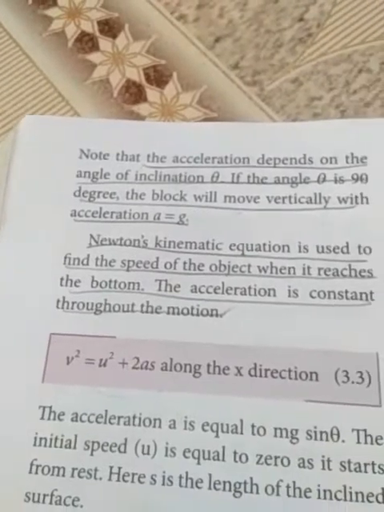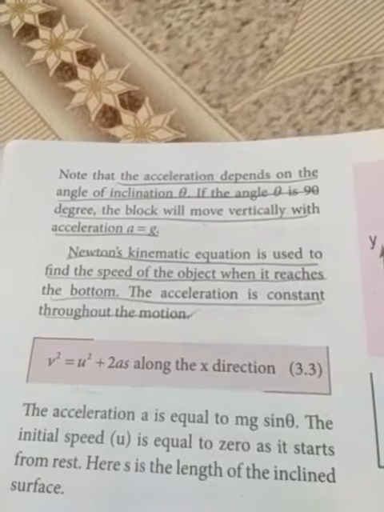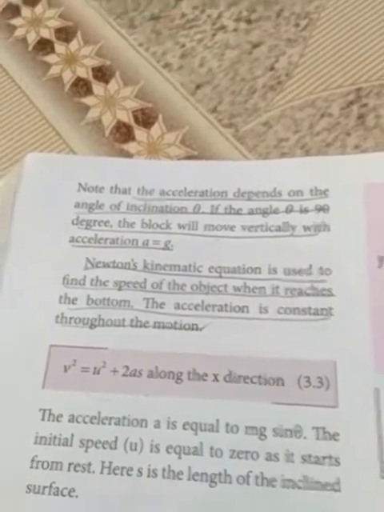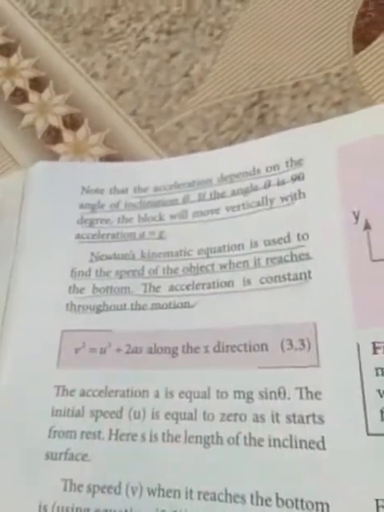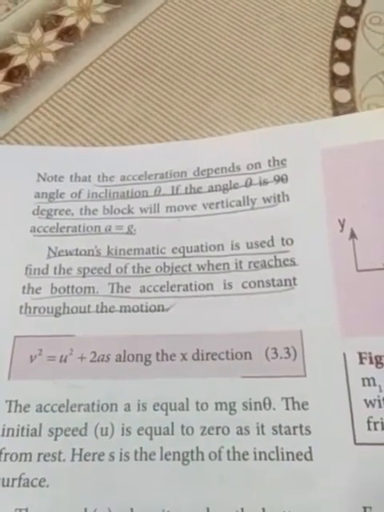Next you see that if the angle theta is 90 degrees, the block will move vertically with the acceleration. So the angle is 90 degrees, perpendicular, and the object is moving perpendicular. Then the acceleration a is equal to g. Newton's kinematic equation is used to find the speed of the object when it reaches the bottom.